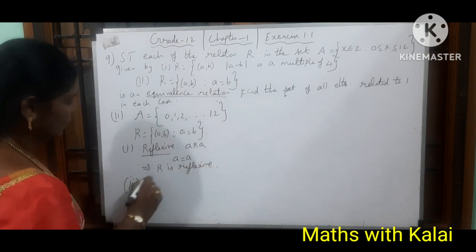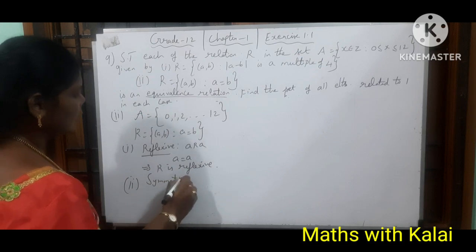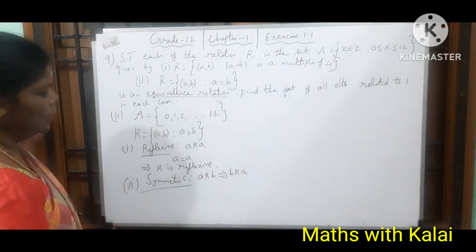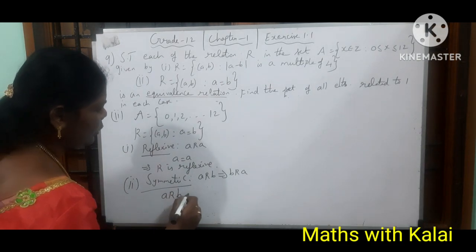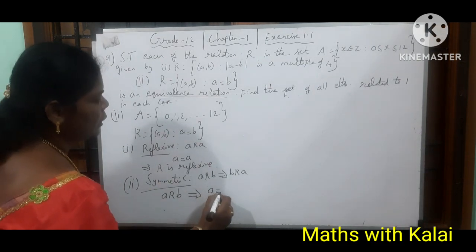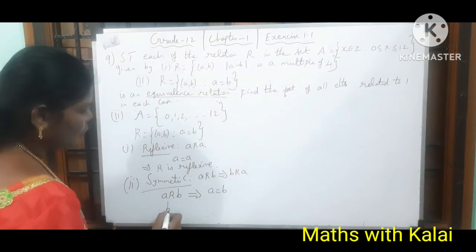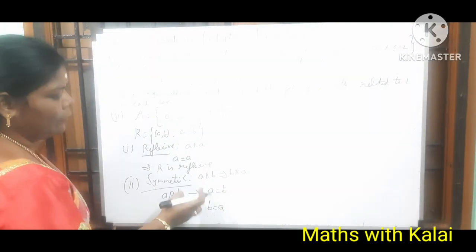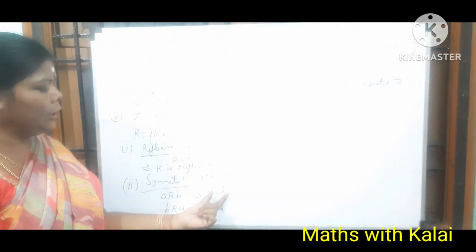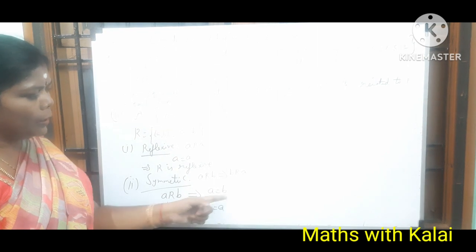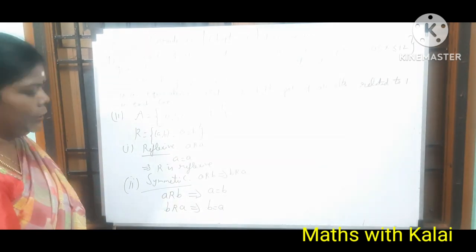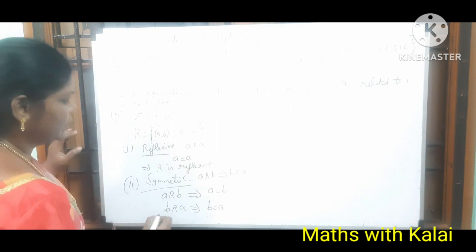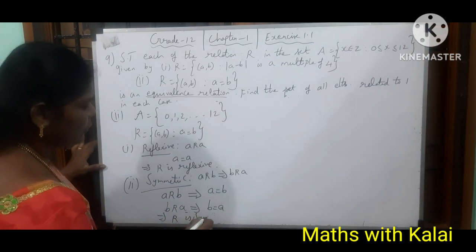And for the second part, symmetric. The definition of symmetric is that whenever A is related to B, we have to prove that B is related to A. Assuming A is related to B according to the condition A is equal to B, now to check that B is related to A, we have to prove that B is equal to A. Instead of A put B, and instead of B put A. So I am getting B is equal to A. So if we assume that A is related to B, we are able to prove that B is related to A. And hence the relation R is symmetric. So this is also okay.